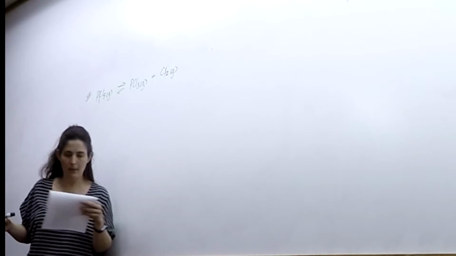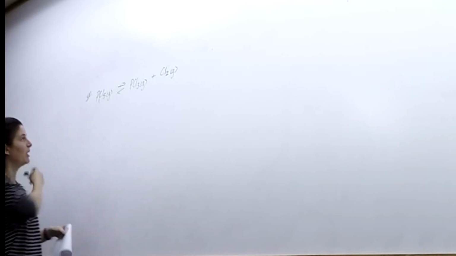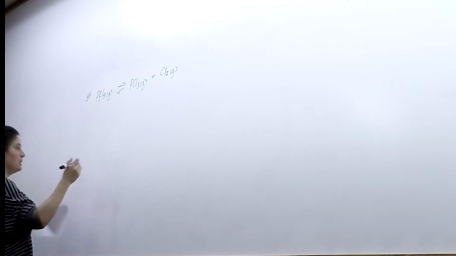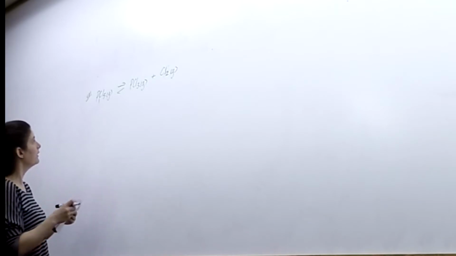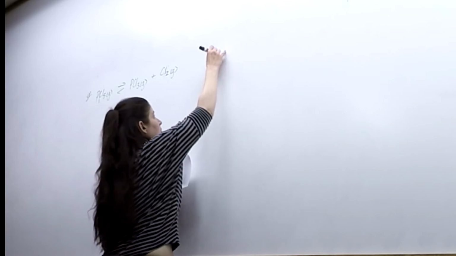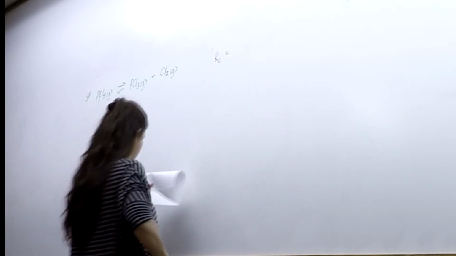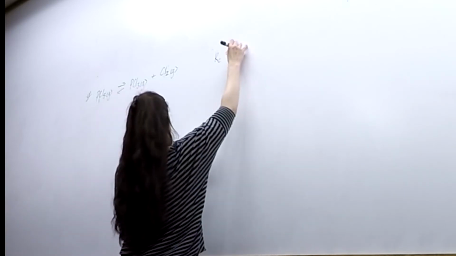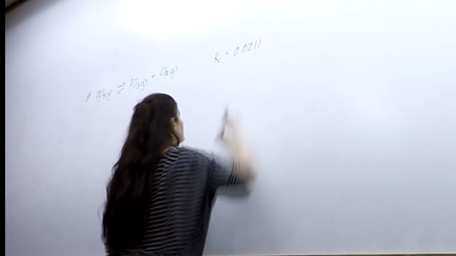Okay, so a decomposition of a PCl5 molecule into PCl3 plus Cl2. These are all gases. It says here the equilibrium constant for the equilibrium of this reaction is 0.02. So it wants to know what are the equilibrium concentrations of all three of those molecules?